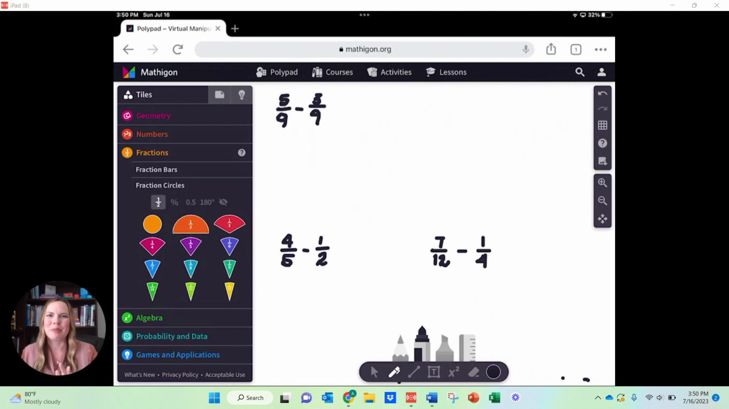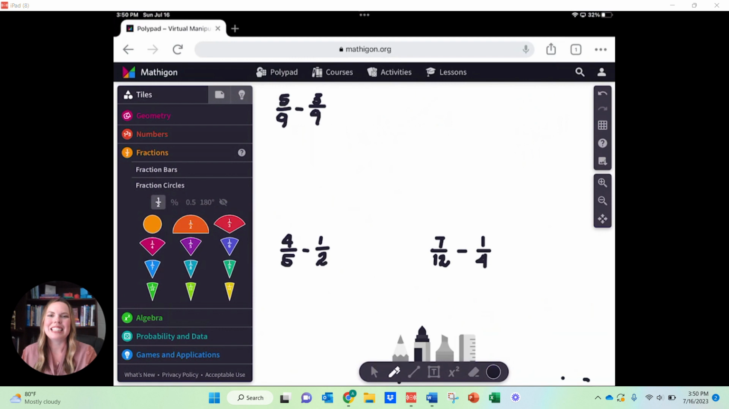I have some examples up here, and I'm using Mathigon's Polypad, which will help us model our fractions. This first one up here is 5/9 minus 3/9, an example with a common denominator, the same denominator of 9.